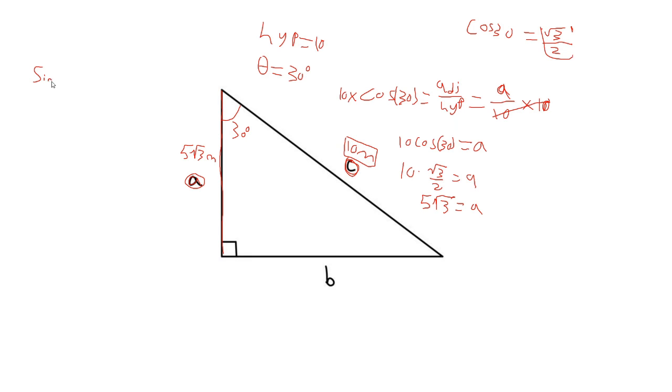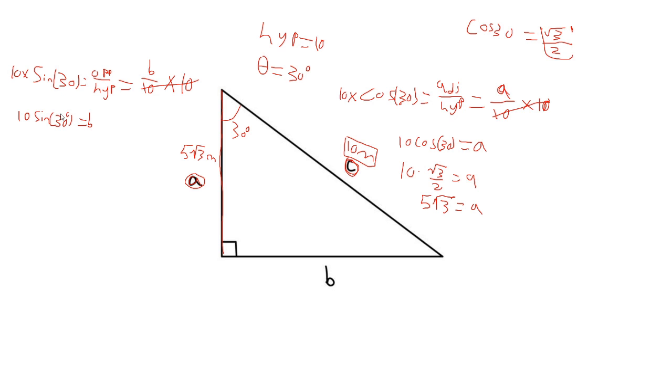We've got sine of 30 is equal to opposite over hypotenuse, which is equal to, the opposite is B, and the hypotenuse is 10. So once again, we multiply by the hypotenuse, which is 10. These two cancel out. We multiply this side by 10 as well, and we're left with 10 sine of 30 degrees is equal to B.